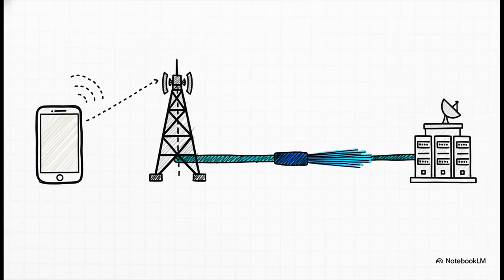The thing is, it's not a competition. It's not one versus the other. The modern internet is this beautiful, seamless mashup of all these technologies working together. Your phone uses 5G to talk to a cell tower, which is then connected by a massive fiber optic cable to the global backbone. It's a team effort.